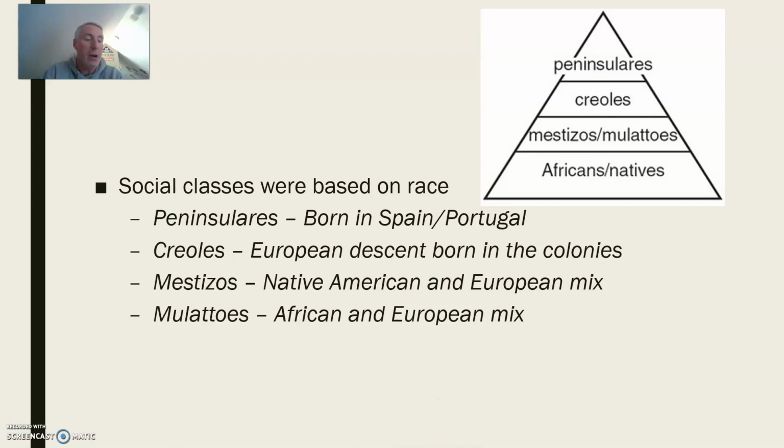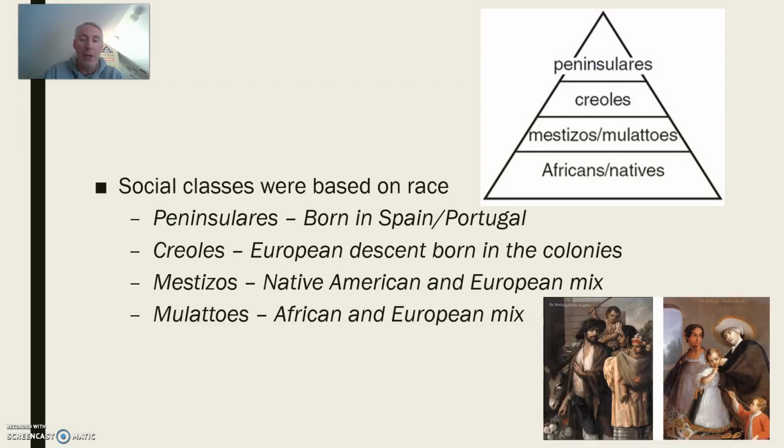It was not unheard of for Spanish and Portuguese settlers to take a native woman for a bride, producing mestizos, like you see in these pictures. Unfortunately, mulattoes were often the result of a European slave owner having his way with a female African slave. Mestizos and mulattoes were very rarely accepted by either Creole or Peninsular society as being fully European, so they were considered racially inferior. And down at the very, very bottom, you had African slaves and then the natives themselves.